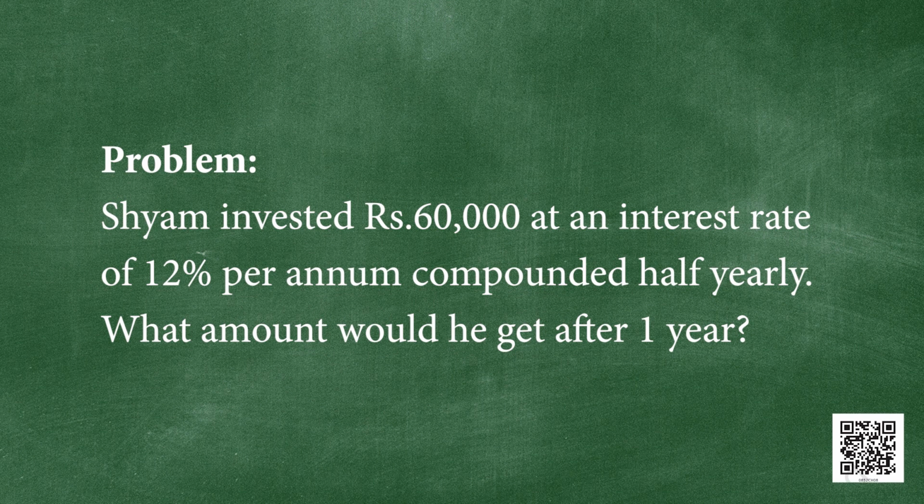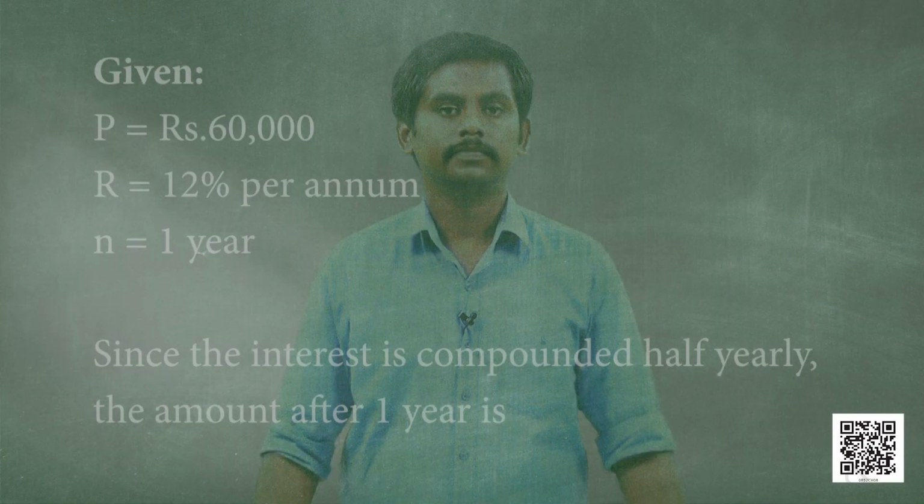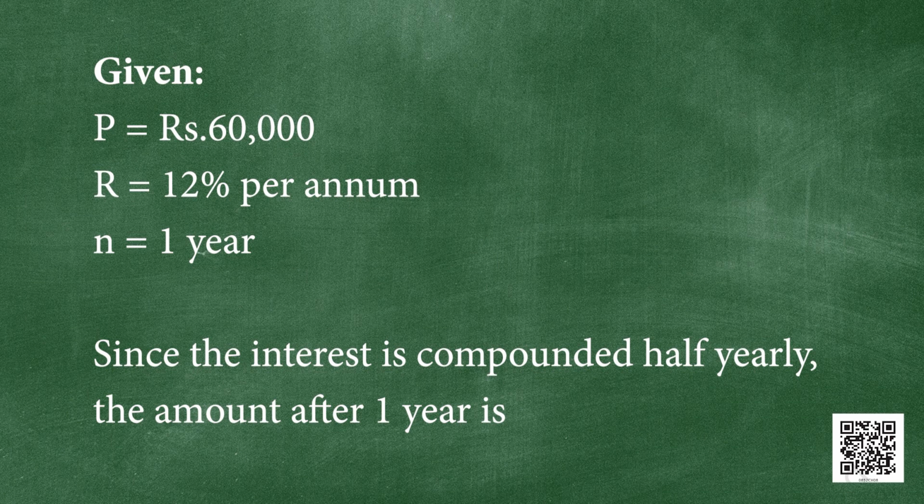Shyam invested rupees 60,000 at an interest rate of 12% per annum compounded half yearly. What amount would he get after 1 year? Students, before we solve, let us make a note of the given information. It is given that principal is rupees 60,000, R is equal to 12% per annum and N is equal to 1 year.